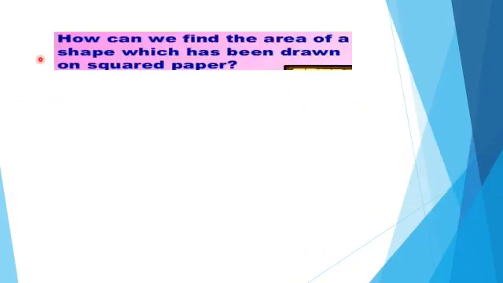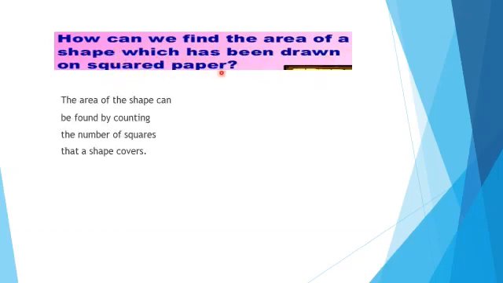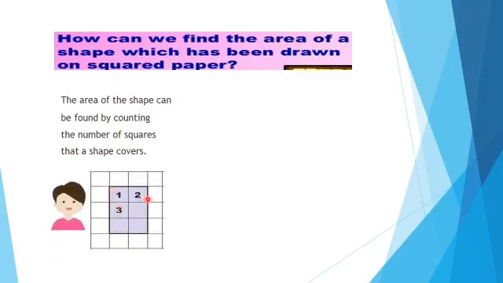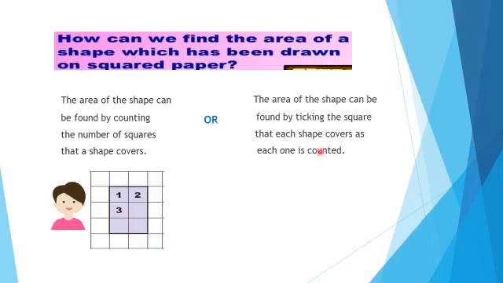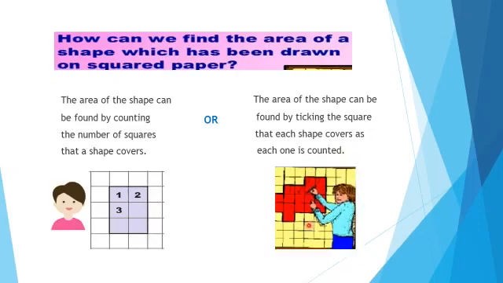Now here is a question that how can we find the area of a shape which has been drawn on a square paper? We have two ways. The area of the shape can be found by counting the number of squares that a shape covers as 1, 2, 3 and so on, or the area of the shape can be found by ticking the squares that each shape covers as well, each one is counted, as shown here.